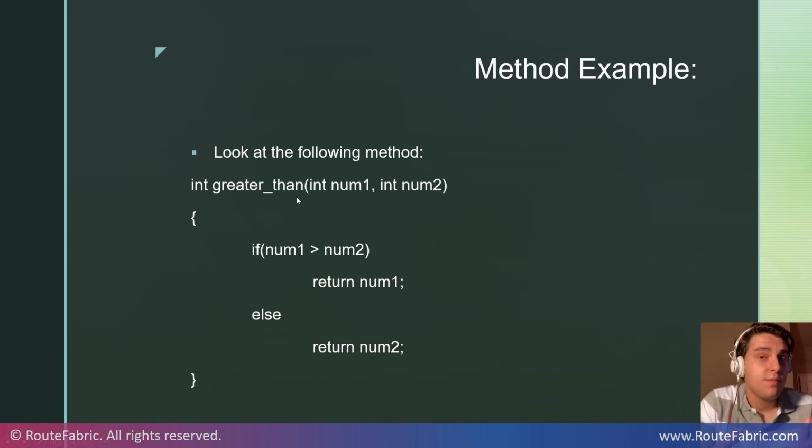By the name, we can guess this is going to find out which number is greater than another. This is why naming your function a relevant name is important. You'll see it's going to take in two integers, an integer num1 and an integer num2. It's going to say if num1 is greater than num2, return num1. Otherwise, else, we're going to return num2.